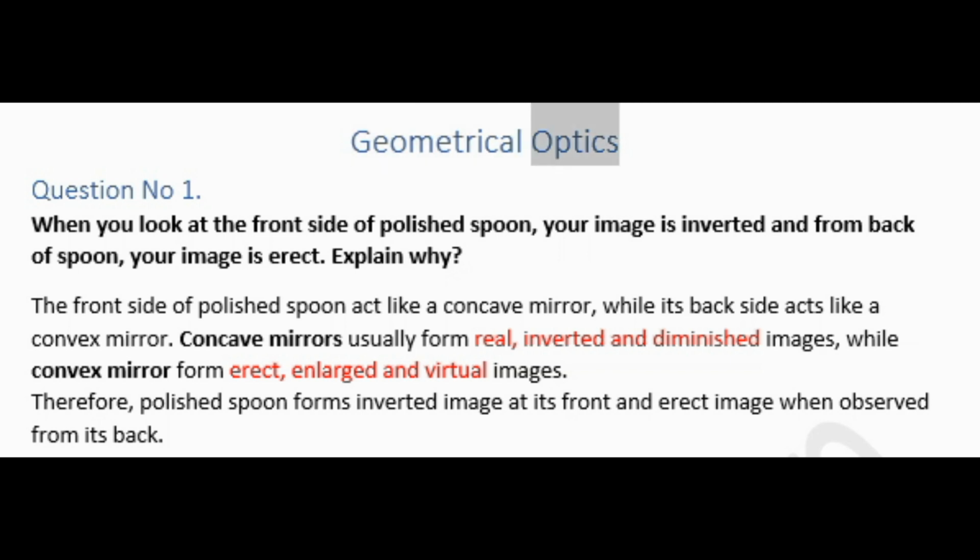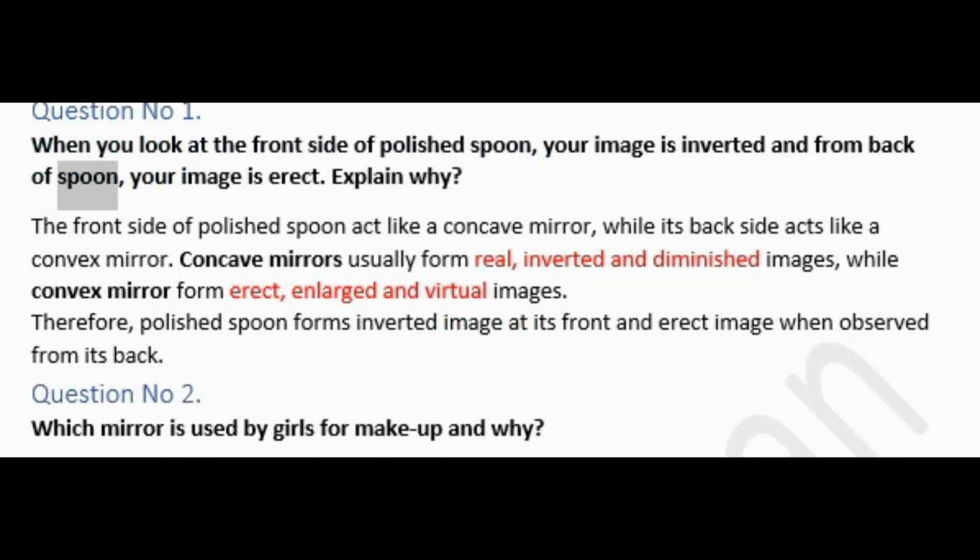Geometrical optics. Question number 1. When you look at the front side of a polished spoon, your image is inverted, and from the back of the spoon, your image is erect. Explain why. The front side of a polished spoon acts like a concave mirror, while its back side acts like a convex mirror. Concave mirrors usually form real, inverted and diminished images, while convex mirrors form erect, enlarged and virtual images. Therefore, a polished spoon forms an inverted image at its front and an erect image when observed from its back.